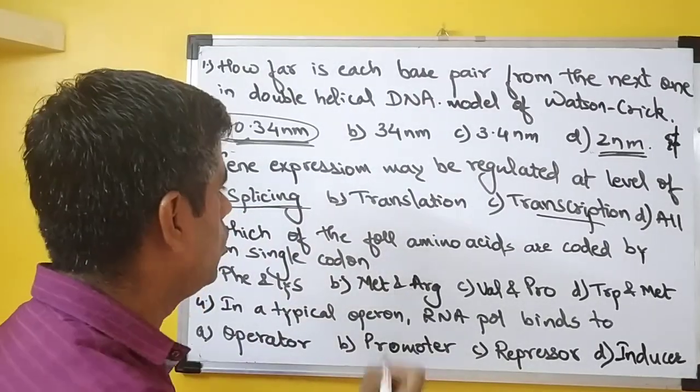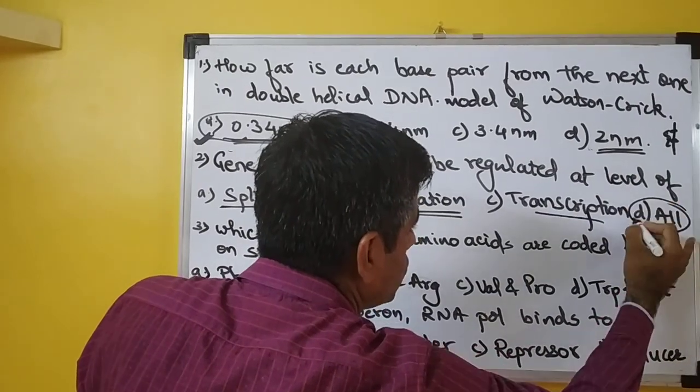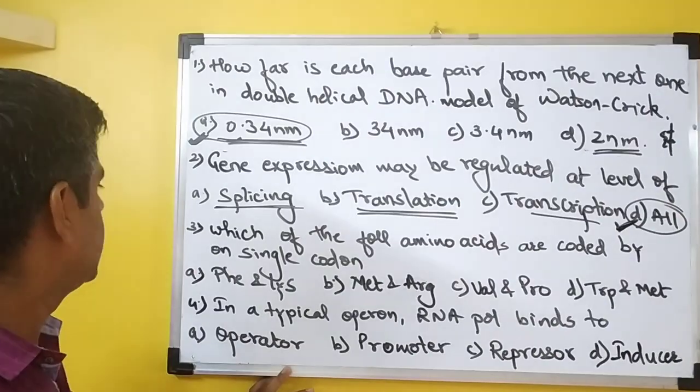You can also control at the level of translation. So you can control at all the three levels. The gene expression can be controlled at all the levels of the expression.